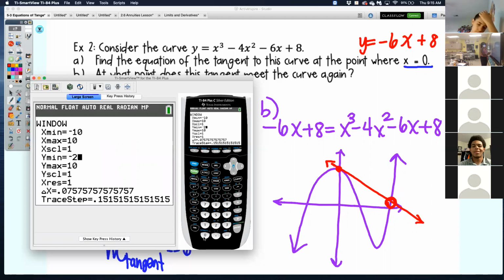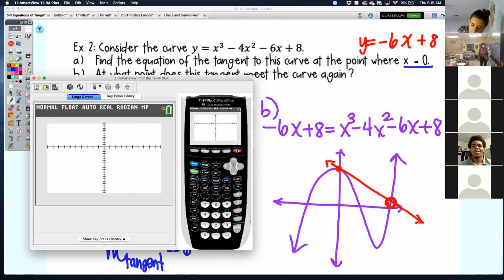So let me change this to -20. Let me see if that does it. I'm changing my Y min to -20 because I'm trying to see that intersection between this blue line and this red curve. Remember, the blue line represents the tangent and the red curve represents the original equation. Just big enough, I need that intersection point.